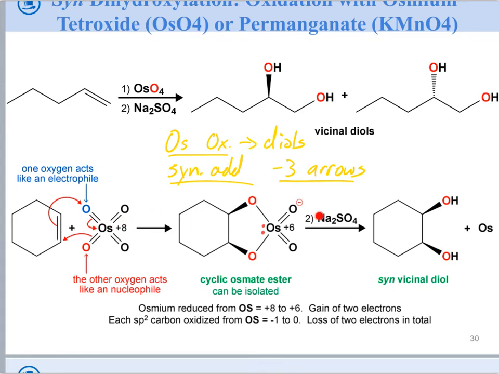You do not need to know how to do this, so you're not required to know this mechanism here. You need to know that you get a syn diol, and the oxygens are right next to each other. The carbons right next to each other. So in this case, you're adding 2 OHs in a syn fashion, 3 arrows. You get, we call this a diol. So this is the osmium oxidation, responsible for knowing this part of the mechanism.